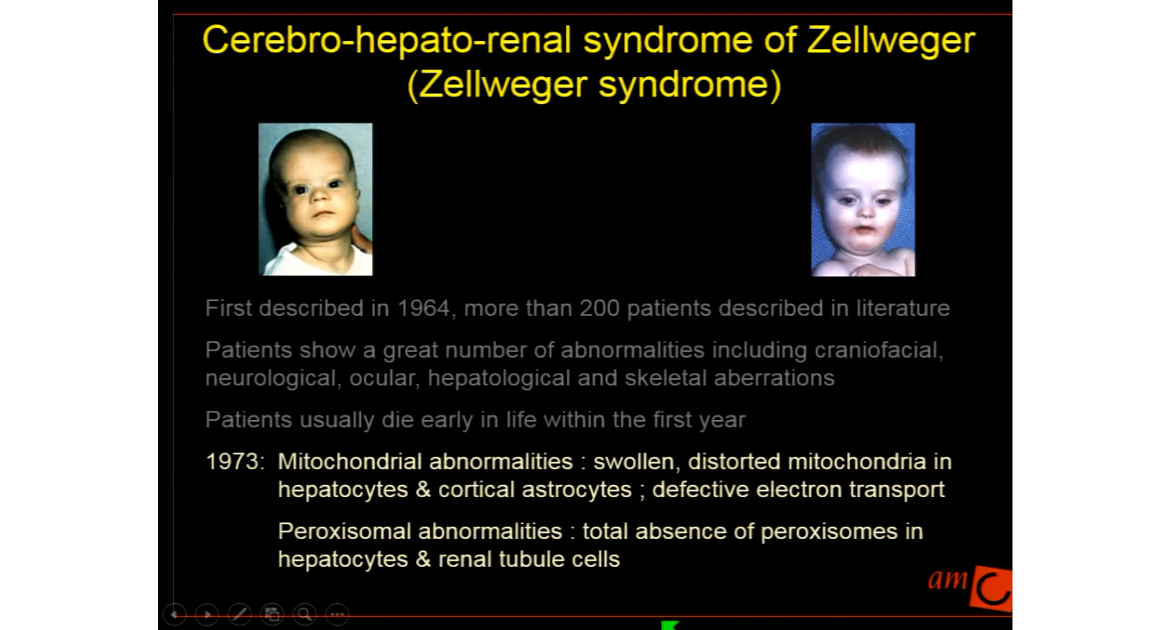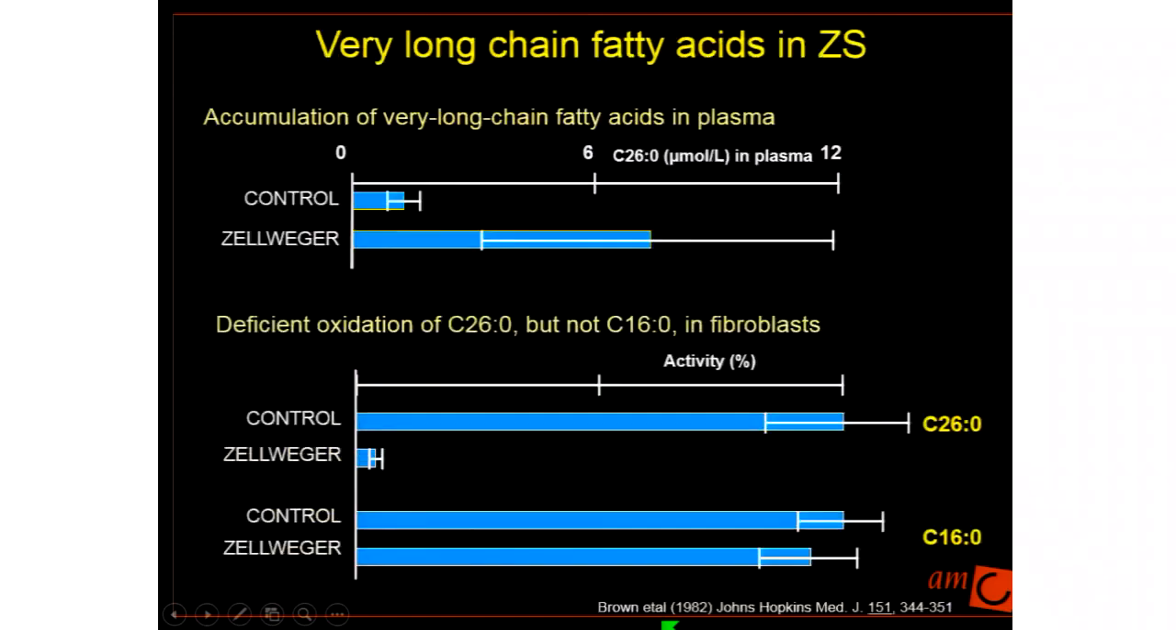The mitochondria looked swollen, distorted, and there were some defective electron transport complexes in these mitochondria. What they also noted, but they didn't think was too important at that time, is that there were some peroxisomal abnormalities. Actually, they could not find any peroxisomes in hepatocytes and renal tubular cells of these patients. But then they still thought there must be something wrong with the mitochondria. But then only in 1982, people in Baltimore, where also Nancy worked previously, identified a very interesting defect, namely that the fibroblasts of patients with the Zellweger syndrome were not able to degrade very long-chain fatty acids.